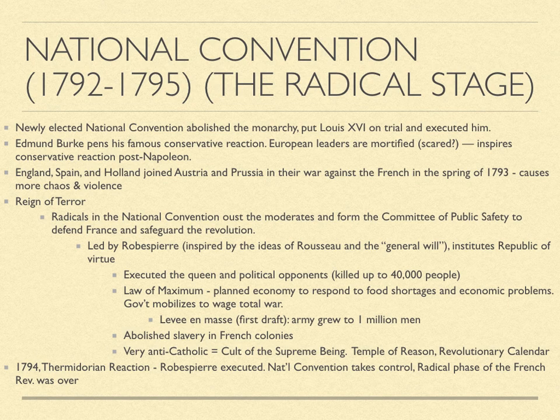The government basically takes total control of the economy. So they make sure that the economy is growing enough food for everybody. They make sure the economy is providing enough war goods: bullets, guns, even uniforms for troops, all this stuff. So the government basically forces the economy to produce at maximum levels. They also do the levée en masse, which is the first draft, and the army is going to grow to 1 million men, by far the largest army in all of Europe at that time.